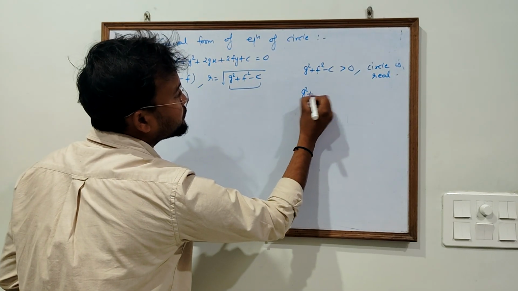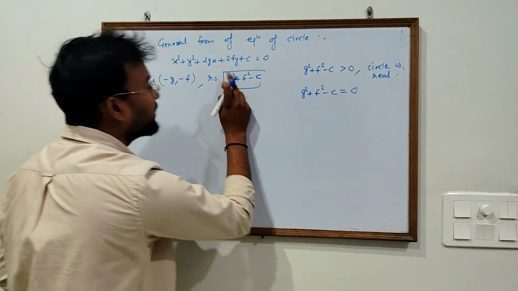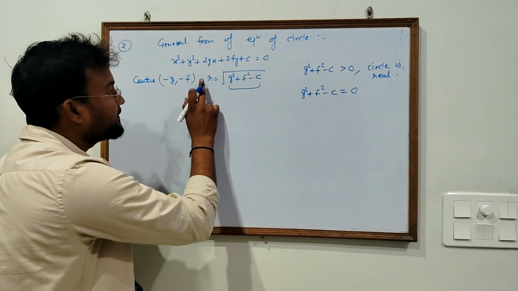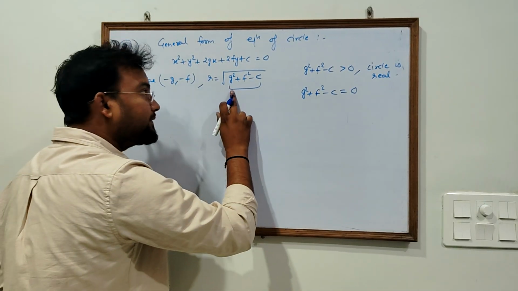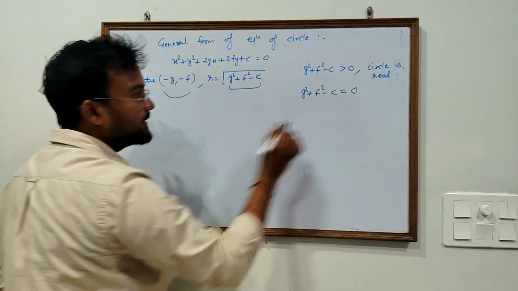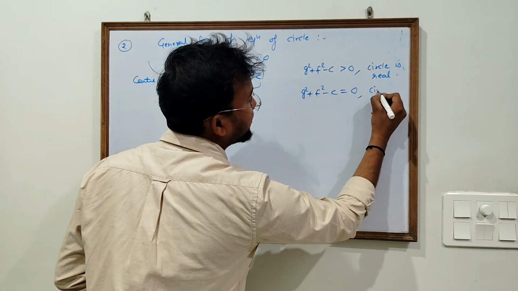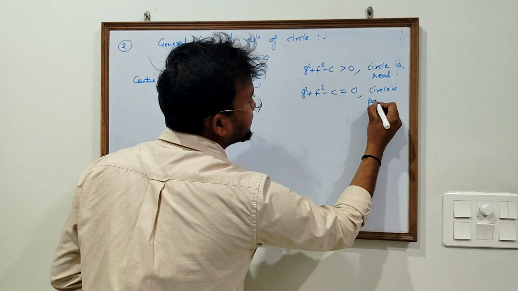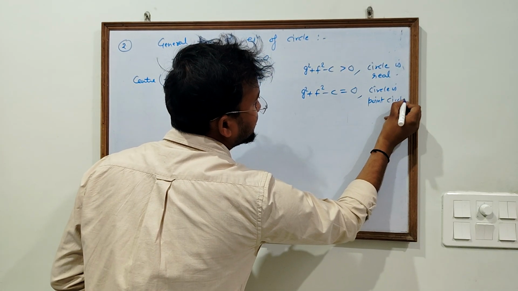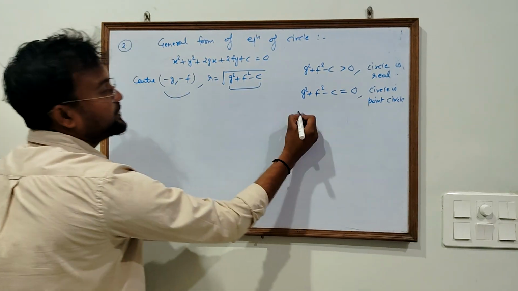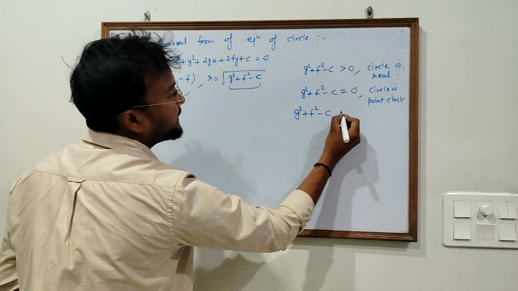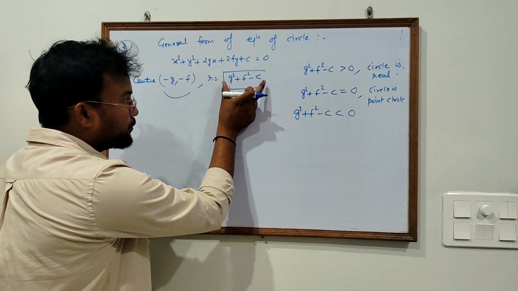Second thing, bachcho: if g square plus f square minus c is 0, if this inside value becomes 0, it means the radius becomes 0. Radius is 0 but the center is defined, which means the circle is a point circle.